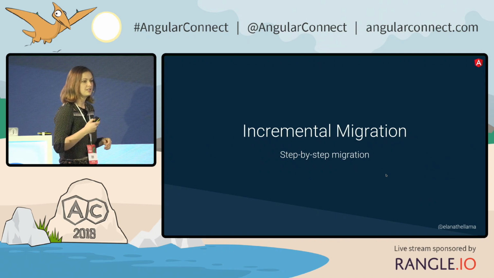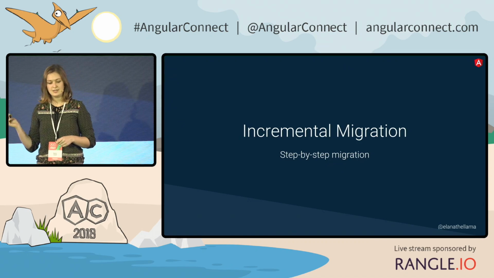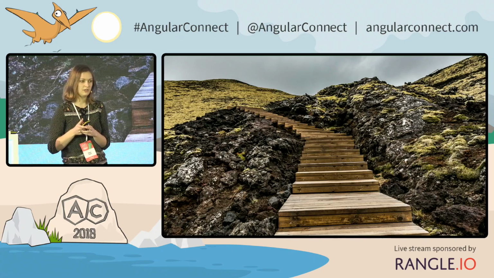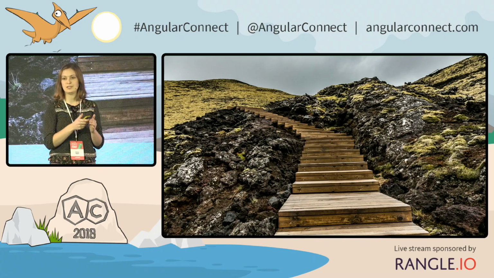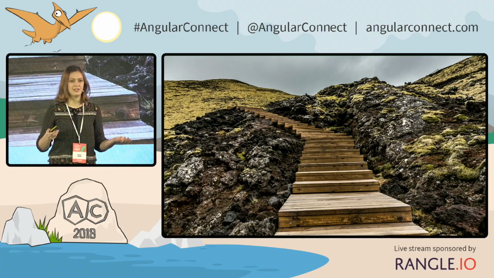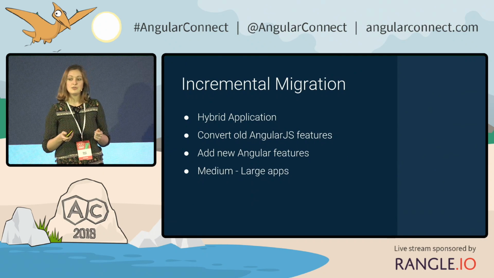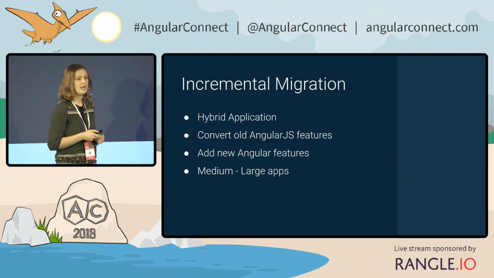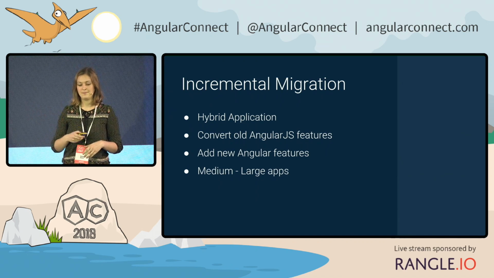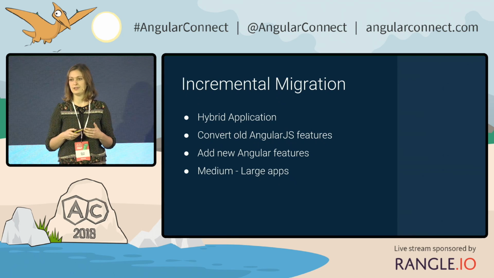So let's talk a little bit about the different migration paths that I mentioned. Incremental migration is a step-by-step process. You take one part of your AngularJS application, bring it to Angular, and now you're up one step. And you continue doing that until your entire application is now an Angular application. Some of the ways that we use incremental migration is by providing a hybrid application where you're hosting AngularJS and Angular at the same time. You can convert old AngularJS features while creating new Angular features.